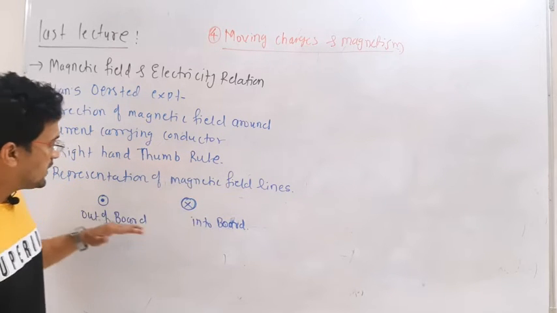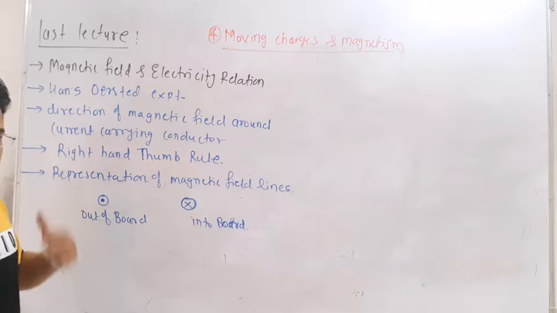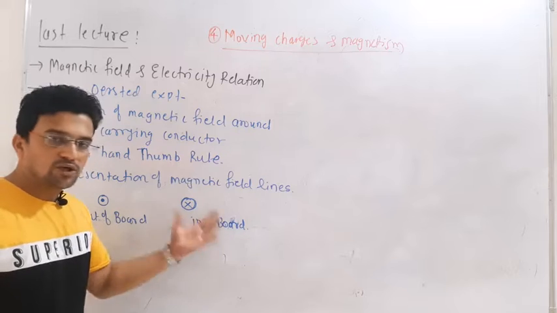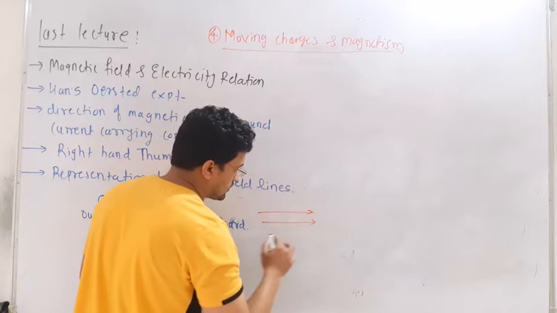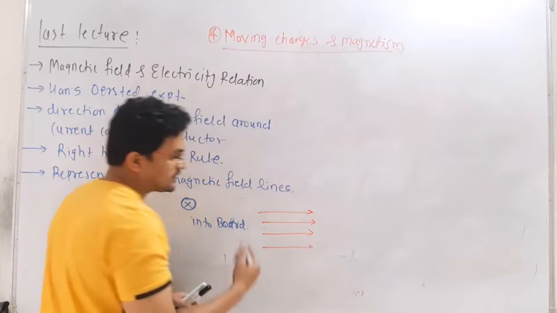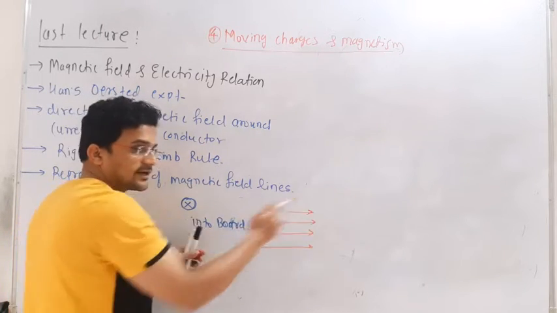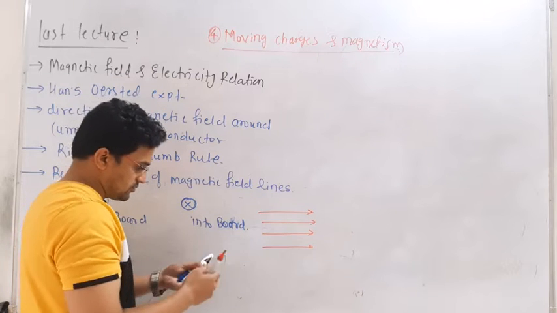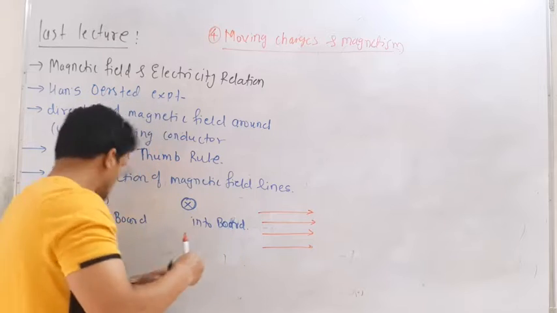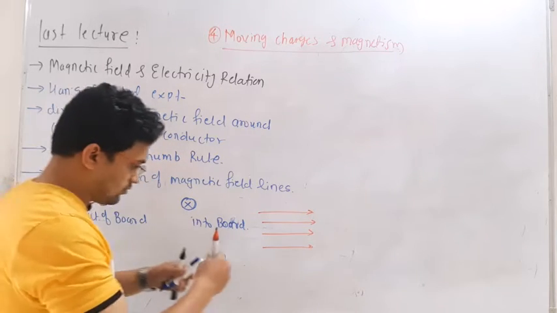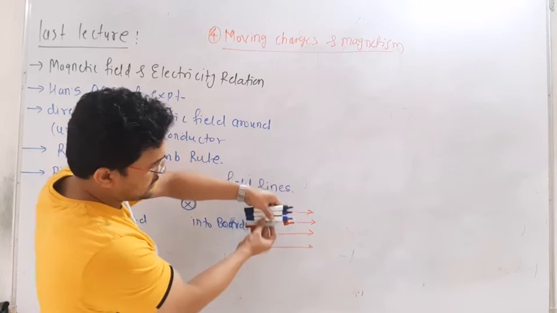Next is the representation of the magnetic field lines, that is, how the magnetic field lines are represented. A dot in the circle means out of the board, and a cross in the circle means into the board. If these are the magnetic field lines, it is easy to see that they are moving from here to this side. I will represent those magnetic field lines here. These all are pointing in the same direction.